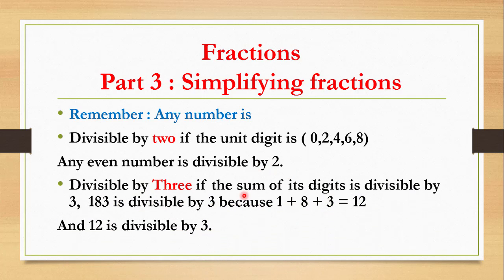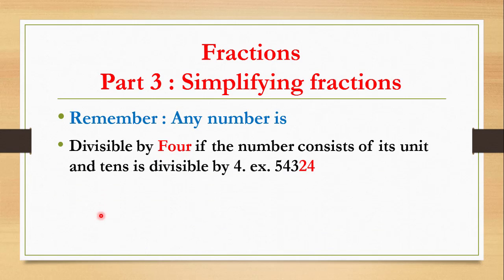Also, the number is divisible by 3 if the summation of the digits of this number is divisible by 3. For example, here we have 183. Let's add the three digits together: 1 plus 8 plus 3, the result will be 12. 12 is divisible by 3. So the whole number 183 is divisible by 3.